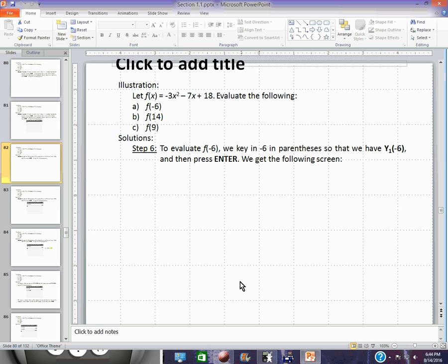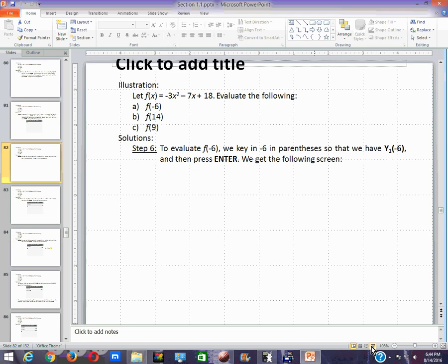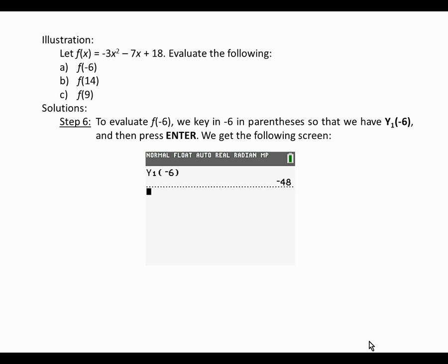So let me get back to my calculator. Open parenthesis, -6, close parenthesis. And when I press Enter, lo and behold, there it is, -48. So f of -6 is -48. Let's see, do I get the same screen here? Yes, we do.